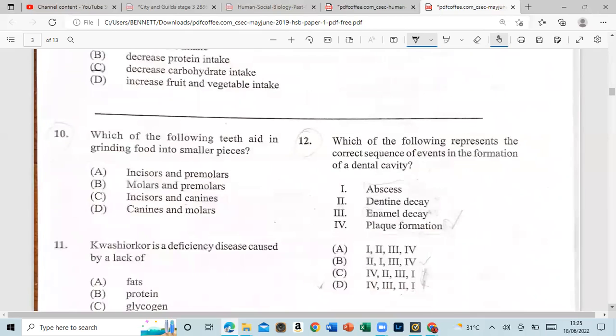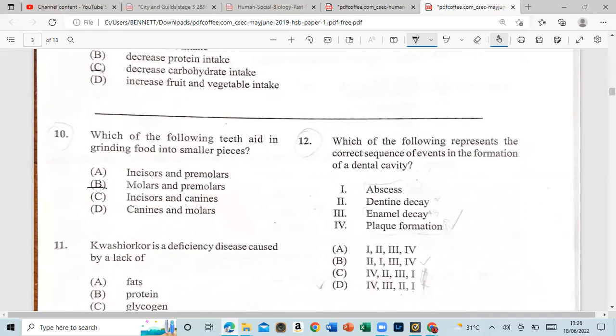Alright, number 10. Which of the following teeth aid in grinding food into smaller pieces? A. Incisors and premolars. B. Molars and premolars. C. Incisors and canines. Or D. Canines and molars. And that is molars and premolars.